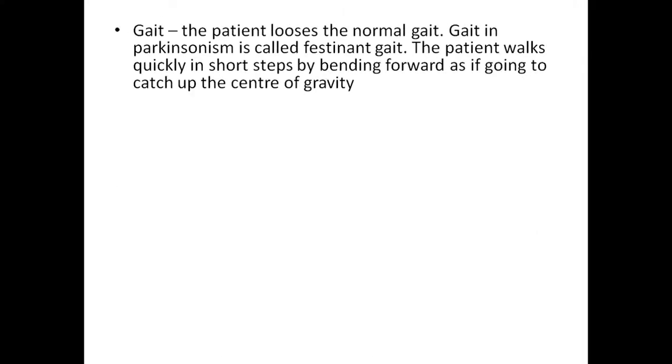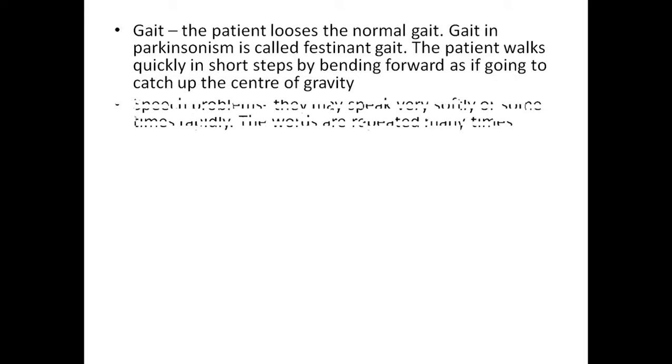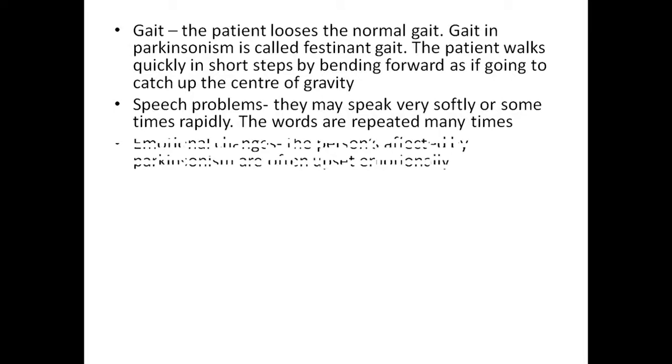Gait. The people lose their normal gait. Gait in Parkinsonism is called festinating gait. The patient walks quickly in short steps, bending forward as if going to catch up the center of gravity. Speech problems. They may speak very softly or sometimes rapidly. The words are repeated many times.